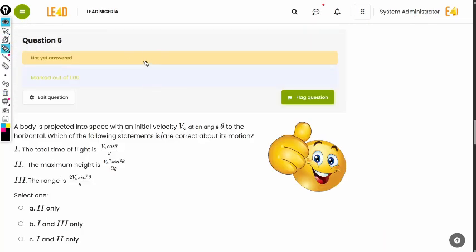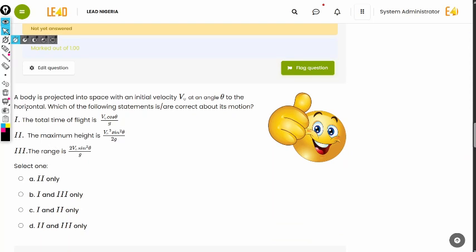Question 6 says a body is projected into space with an initial velocity v0 at an angle theta to the horizontal. Which of the following statements is or are correct about its motion? This is speaking about what I call a full projectile, the one that begins from the ground, makes an upward journey, hits a maximum height, and then begins to make a downward journey. There are formulas you need to learn for your time of flight, maximum height, and range. This is just checking whether or not you know your formulas.